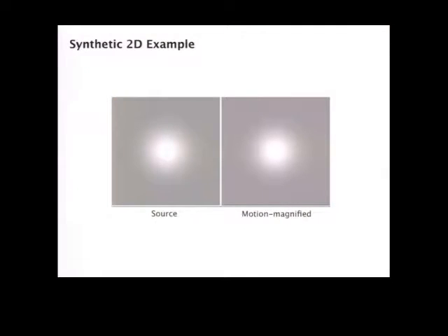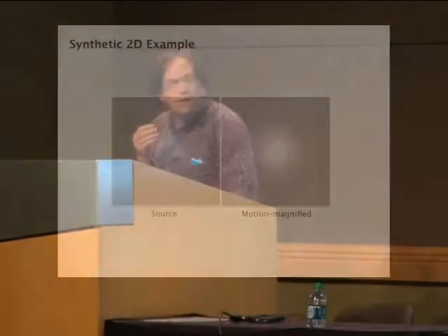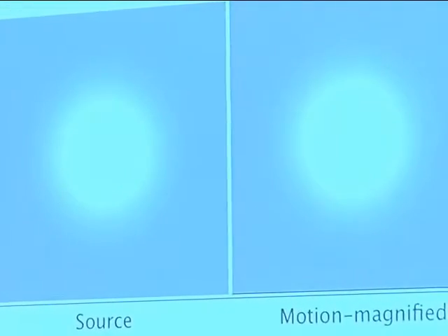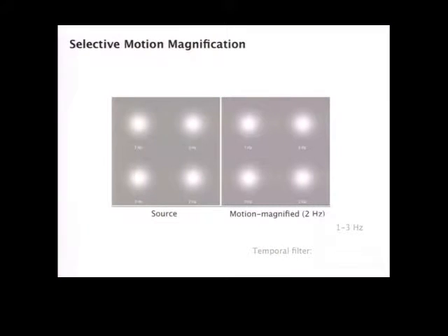So let me show you some examples of how this temporal filtering can pick out the different things where you want the motion amplified. Suppose here's our source video on the left. It's a synthesized Gaussian blob that's moving just a little bit. You may be able to see it moving here. And then there on the right is the motion magnified amount. Suppose we have many different ones all together.